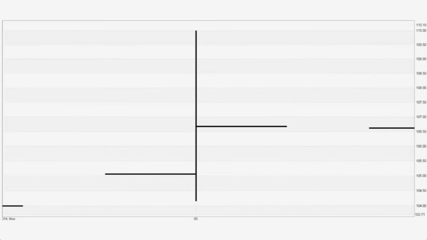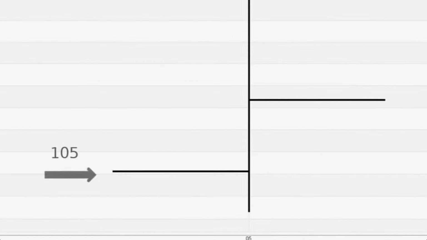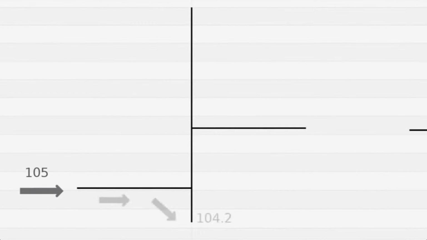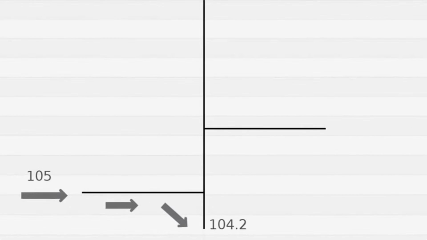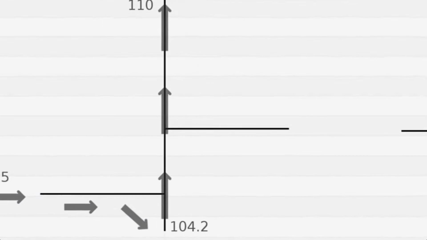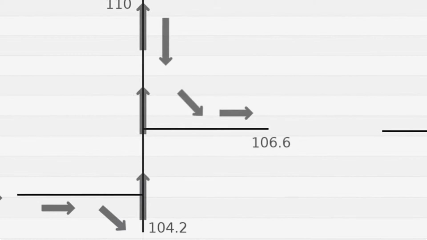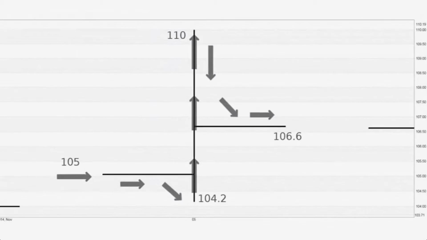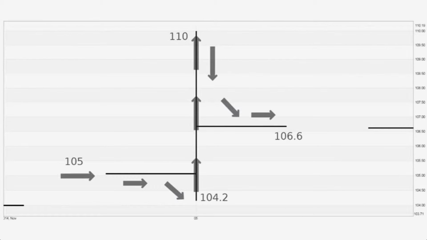For example, on this day, the share opened at 105 euros. Next, the price dropped to a minimum of 104 euros and 20 cents, to then bounce back during the session to a maximum of 110 euros. Finally, the share closed for the day at 106 euros and 60 cents. In the case of the closing price being less than the opening price, we would have a bar like this.